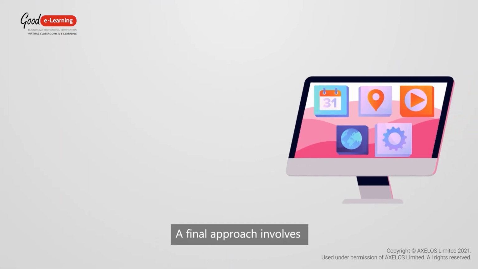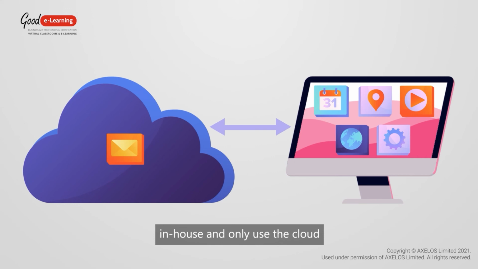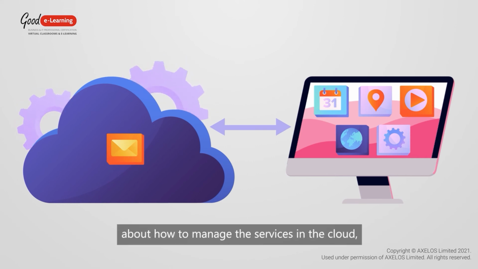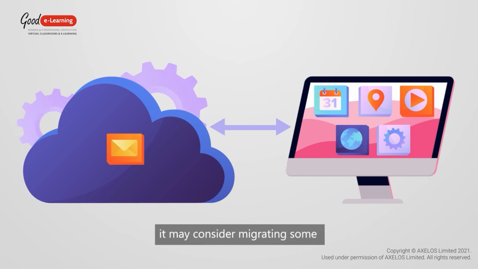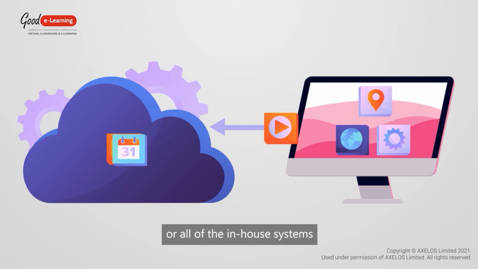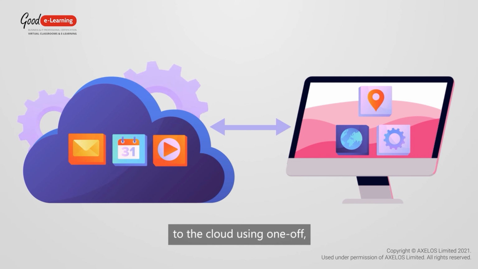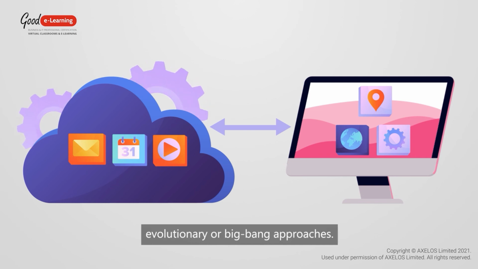A final approach involves keeping all existing solutions in-house and only using the cloud for new services. As the organization learns more about how to manage the services in the cloud, it may consider migrating some or all of the in-house systems to the cloud using one-off, evolutionary, or big bang approaches.